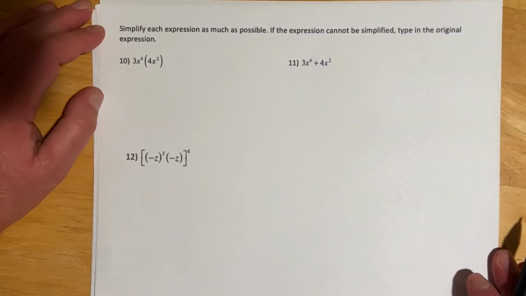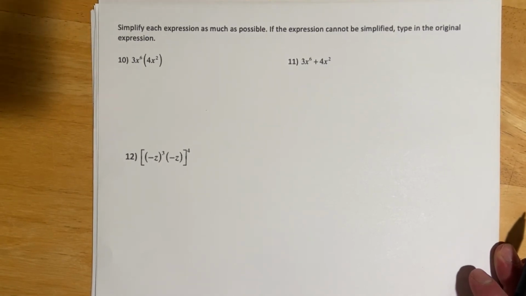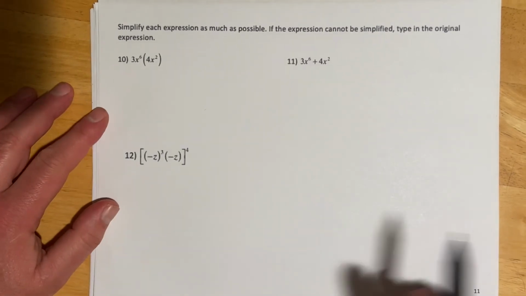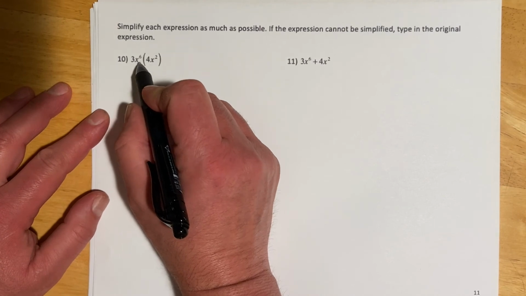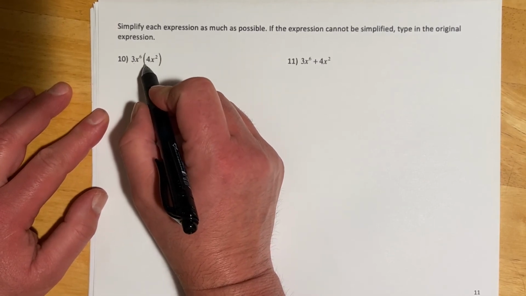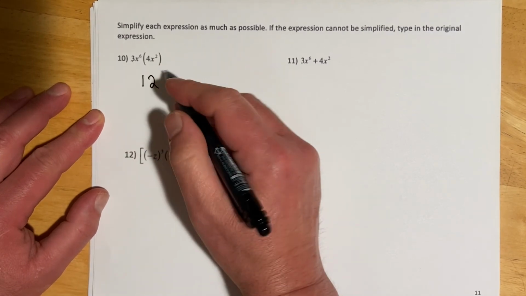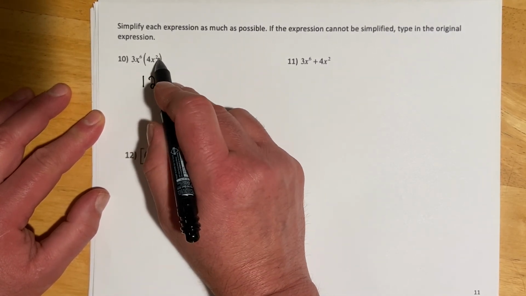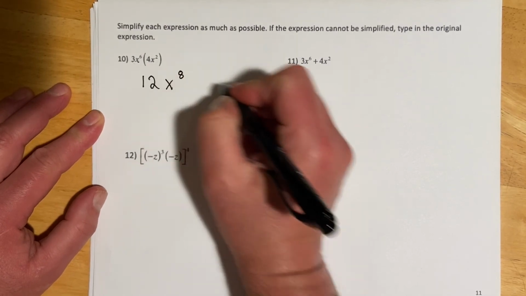Okay, for these last little round of problems, we have to simplify the expression as much as possible. If the expression cannot be simplified, type the original expression. Okay, so this first one is just to multiply, so that can absolutely be simplified. So this is 3x to the 6th times 4x squared. So 3 times 4 will give us 12, and then x to the 6th, x squared. Right there, we're going to add the exponents, so that'll be x to the 8th.